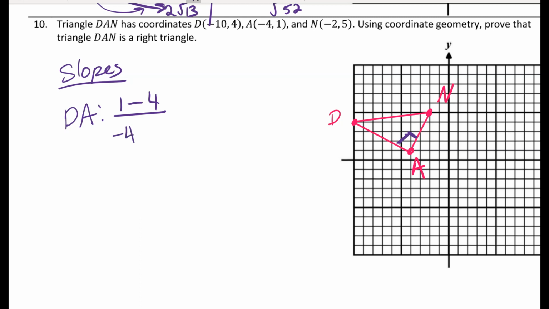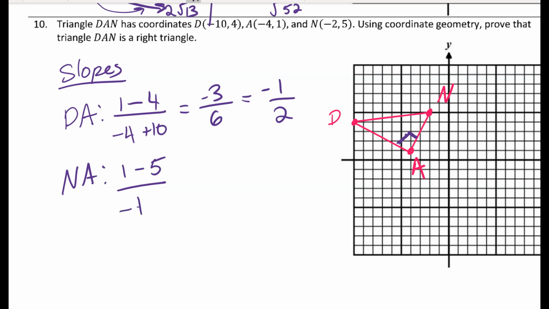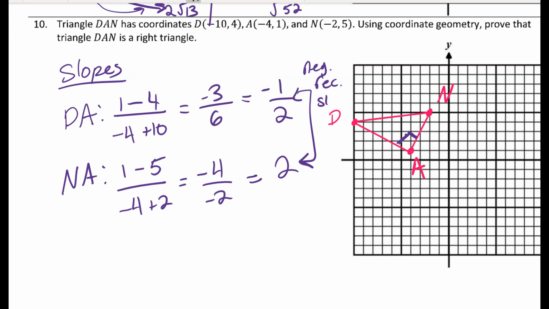So I'm going to subtract y2 minus y1 over x2 minus x1. I get negative 3/6, which simplifies to negative 1/2. So if this is perpendicular to NA, I'm going to want to get 2 for my slope for NA. So let's see what happens. 1 minus 5 over negative 4 plus 2 is equal to negative 4 over negative 2, which, lo and behold, simplifies to positive 2. And these right here are negative reciprocal slopes.